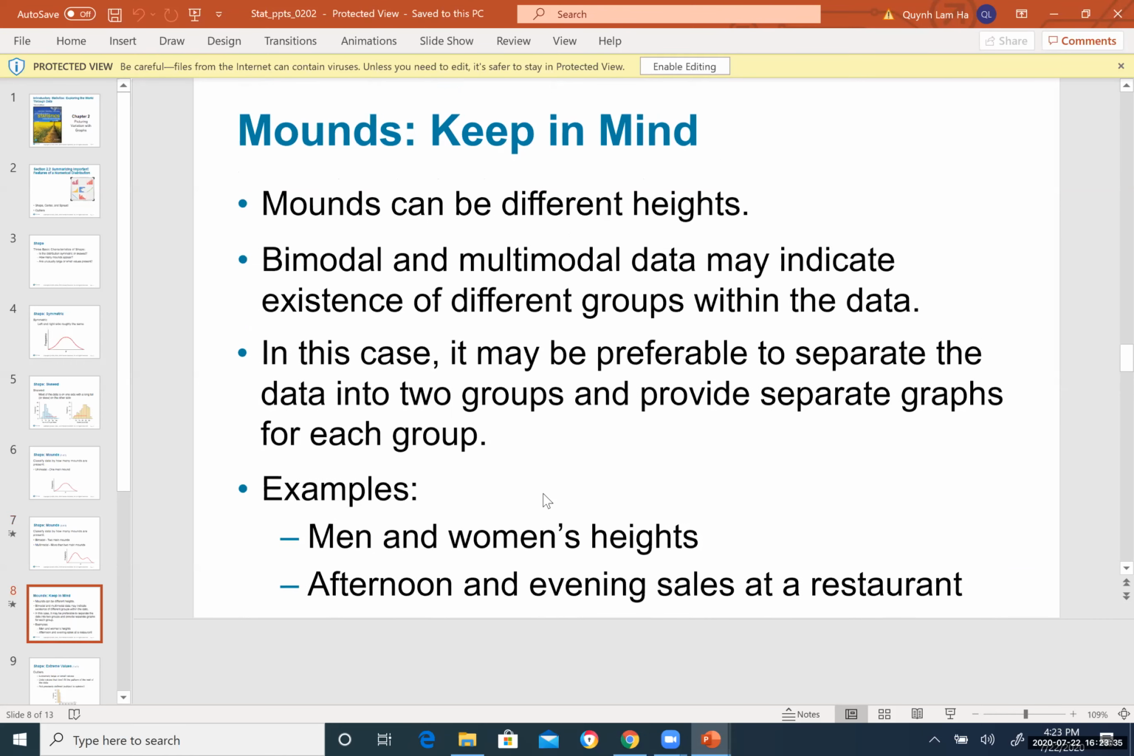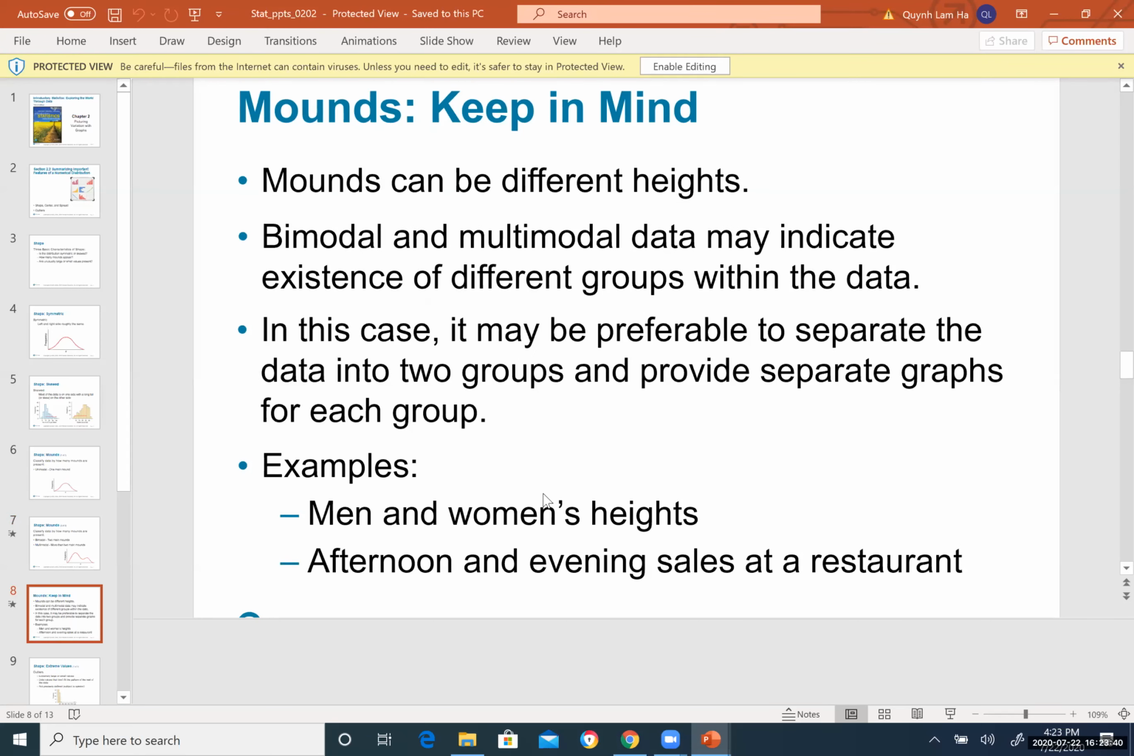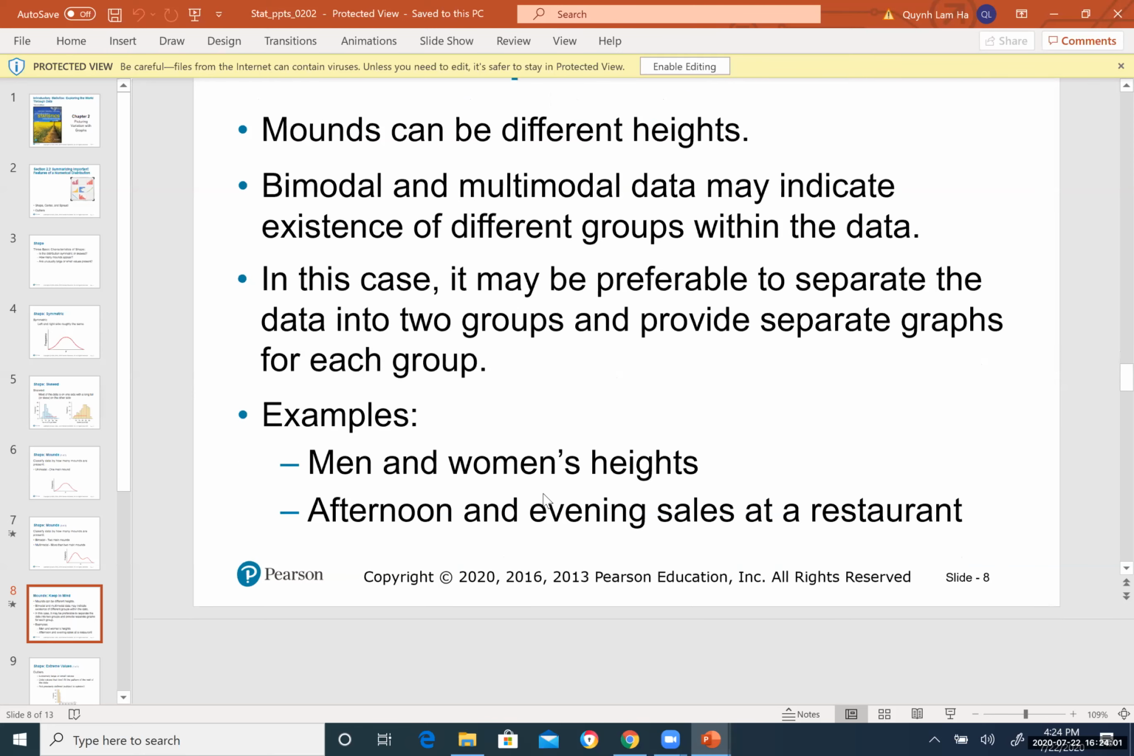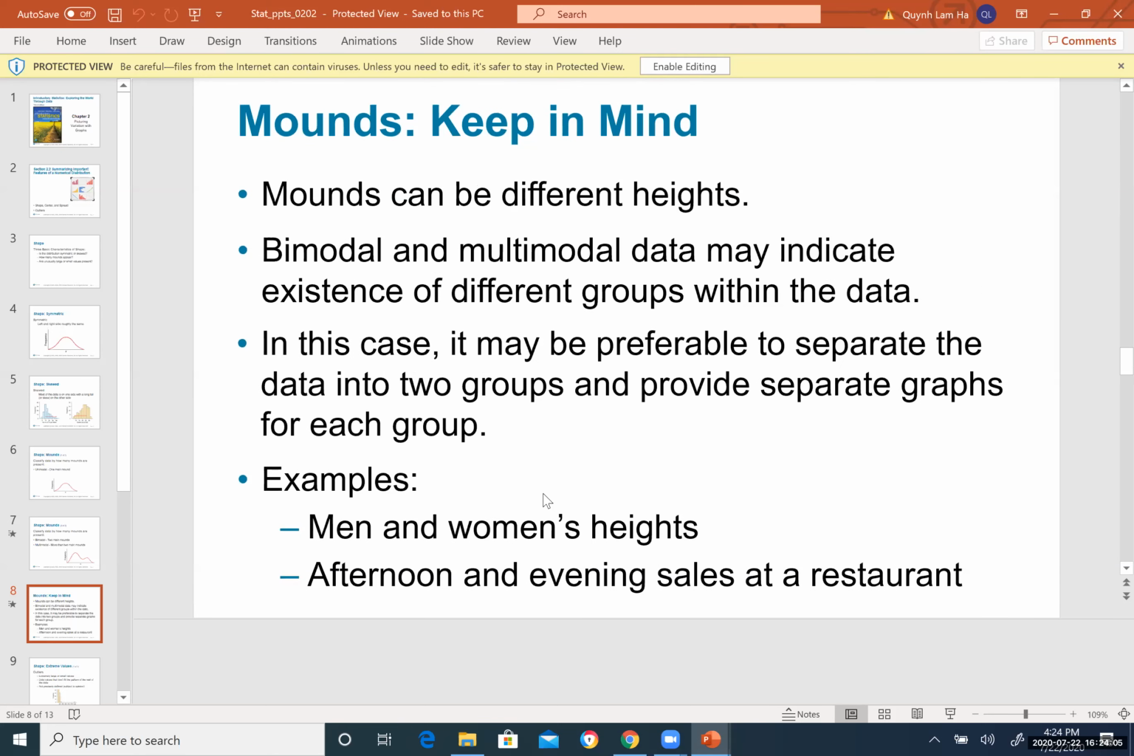So right here, keep in mind that mounds can be different heights. Yes. Bimodal and multimodal data may indicate the existence of different groups within the data. In this case, it might be preferable to separate the data into two groups and provide separate graphs for each group. For example, men's and women's heights, or afternoon and evening sales at a restaurant. So this is the recommendation.